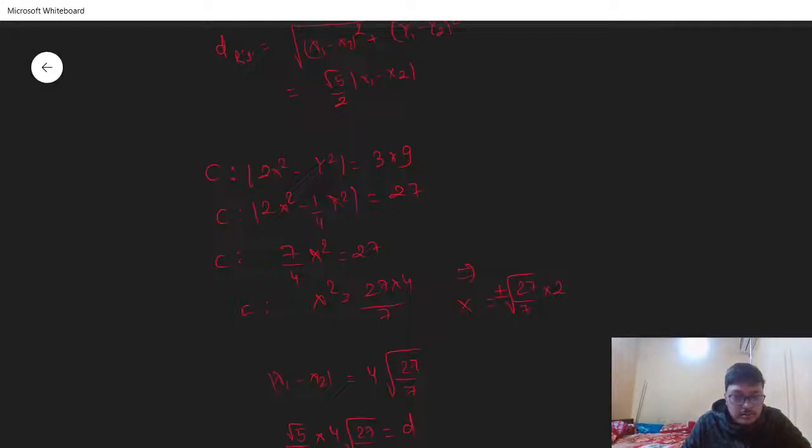And we are required to find the square of the distance. So 5, 4, 16, 27 into 7, 20 into 27, 540 by 7, 49, 9, 5, 77.1428 is the answer to problem 10.